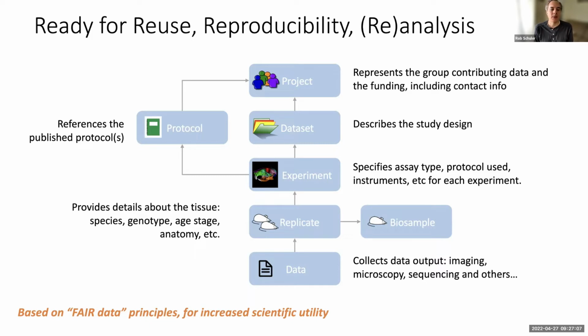And then those experiments are associated with the biological samples and the groups of replicates that those samples belong to. And then the data are associated with the specific replicate that they were produced from. So you know exactly where every data file is associated with, what the biological characteristics behind the image you're looking at are, and the experiment that it came from.